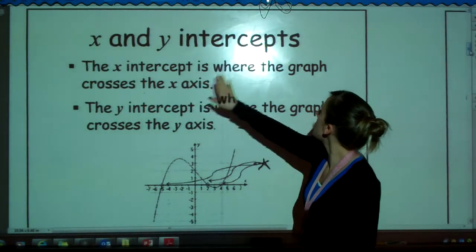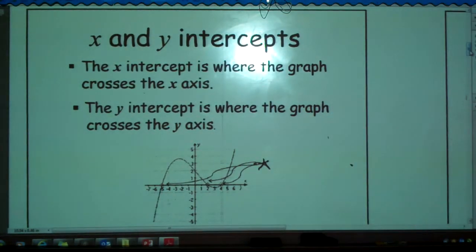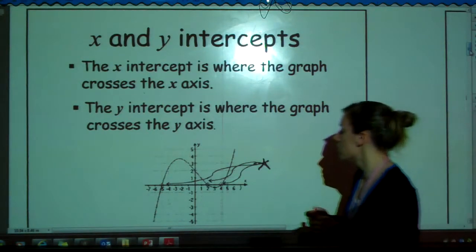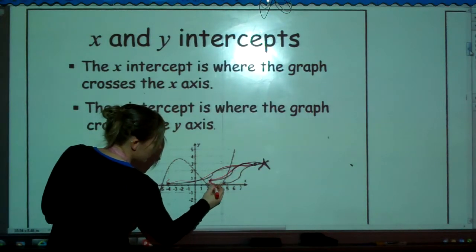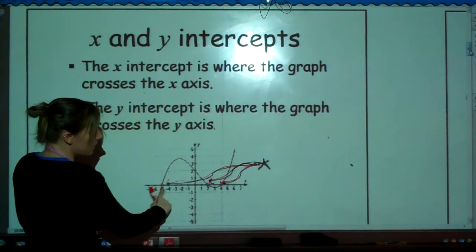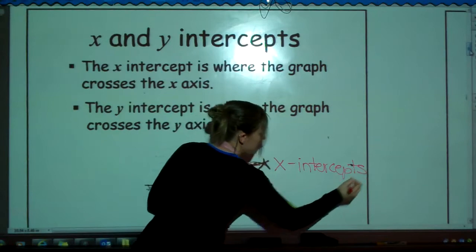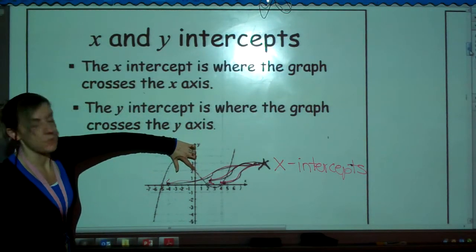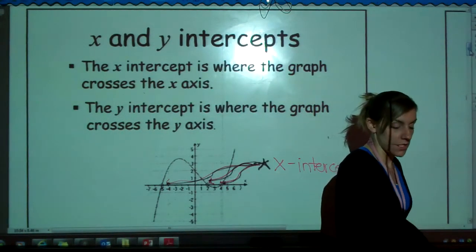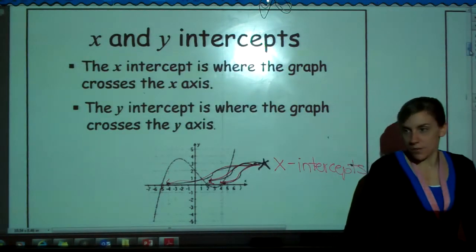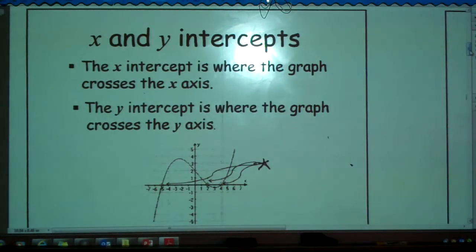Okay, so the x-intercept is where the graph crosses the x-axis, and the y-intercept is where the graph crosses the y-axis. So right here, we have lines that are all pointing to those spots. So these are our x-intercepts. Okay? And then the y-intercept would be right there where we're crossing the y-axis. But remember, x-intercepts are also called roots or zeros or solutions. Okay? So that's pretty easy. So then the next slide, and I tried to put stars or blanks for everything you need to fill in.